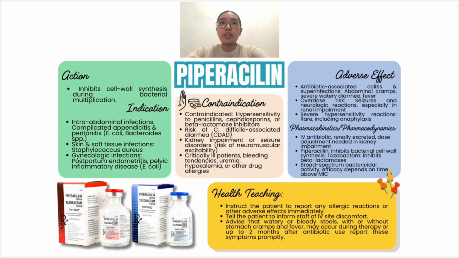So next is the pharmacokinetics and pharmacodynamics. For pharmacokinetics, piperacillin tazobactam is given intravenously and excreted by the kidneys. So dose adjustments are needed in renal impairment. Its effectiveness depends on the time the drug concentration stays above the minimum inhibitory concentration.